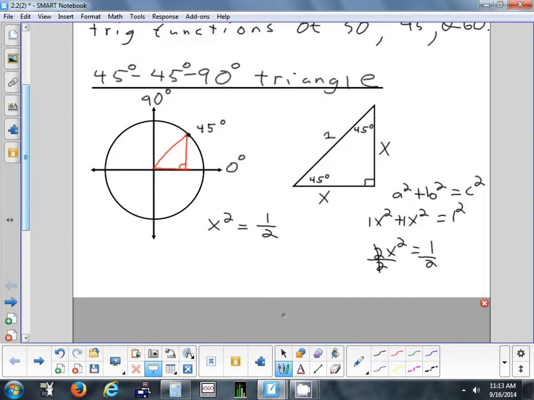So what do I have to do on both sides? Square root. Yeah, take the square root. Square root, square cancel. When you take the square root of a fraction, the way you can do it is you take the square root of the top and bottom separate.